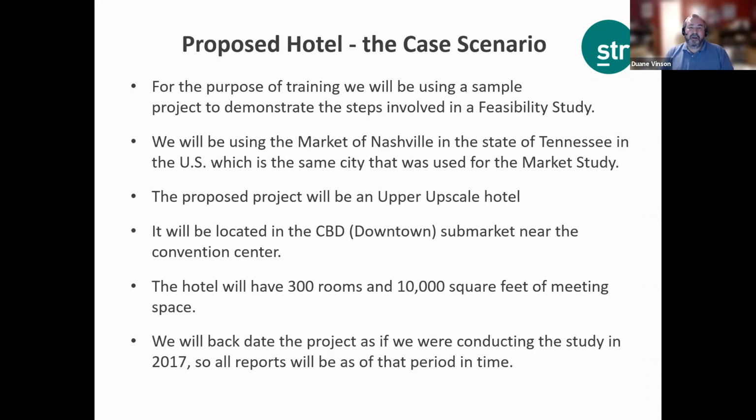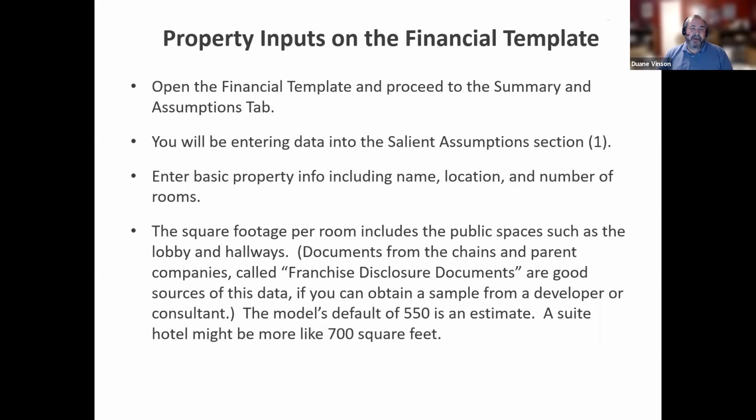For the purpose of the training, we're going to be using a sample project to demonstrate the steps involved in the feasibility study. So for our project, we are developing a Hyatt in Nashville in the Central Business District. Okay, that is an upper upscale hotel, of course. It's going to have 300 rooms. It's going to have 10,000 square feet of meeting space. And then we're going to backdate this project as if we're conducting this study in 2017. So all the reports that you see will be as of that time period.